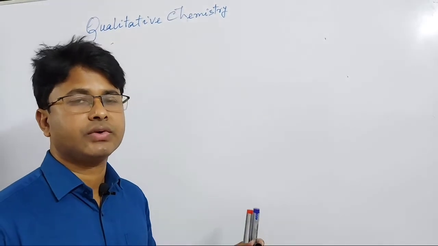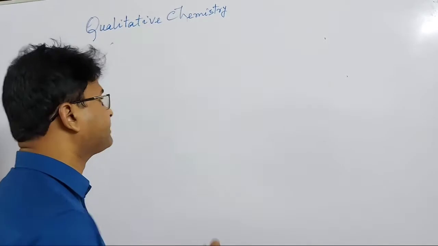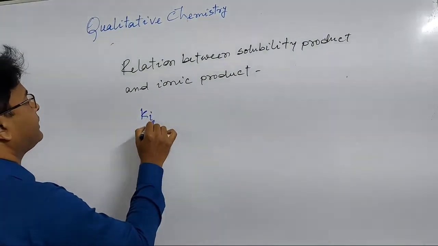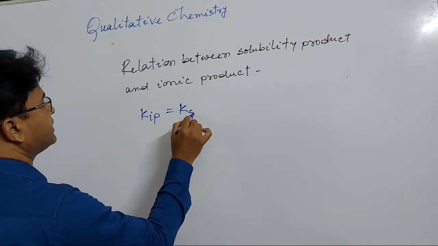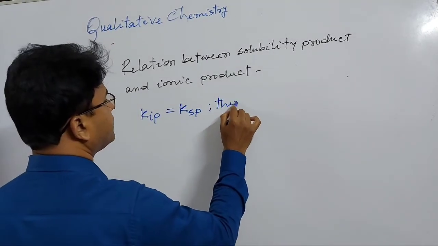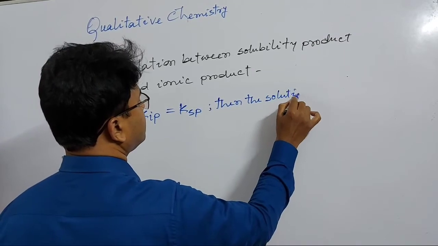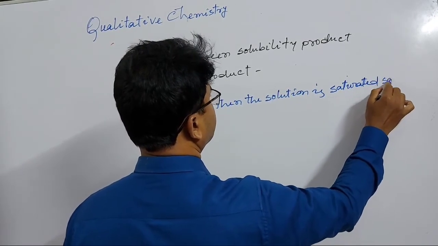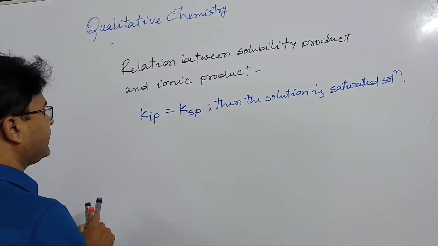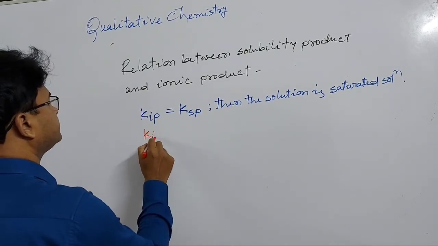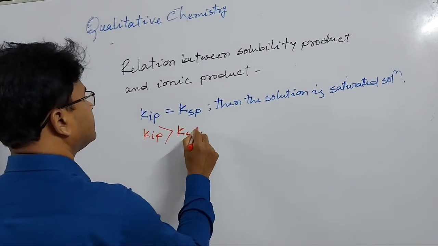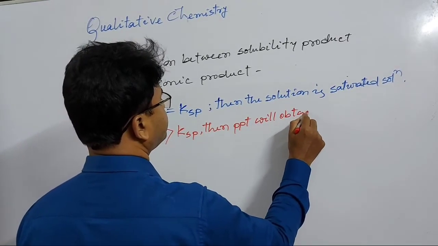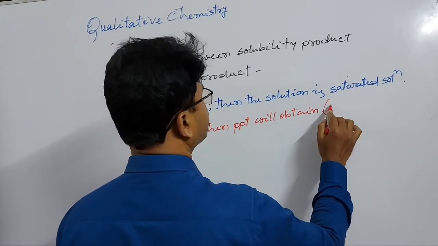Now dear students, I would like to show you the relation between solubility product and ionic product. If K_IP, the ionic product, is equal to K_SP, the solubility product, then the solution is a saturated solution. If K_IP is greater than K_SP, then precipitate will be obtained. It will be a supersaturated solution.